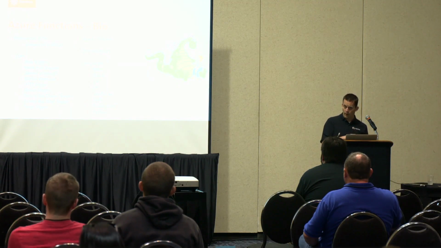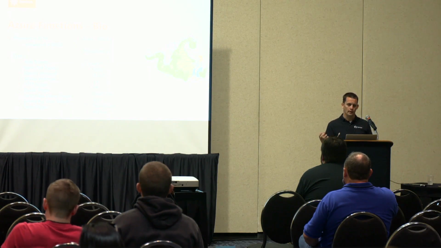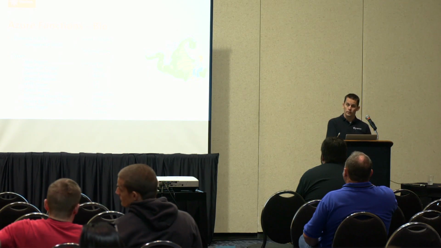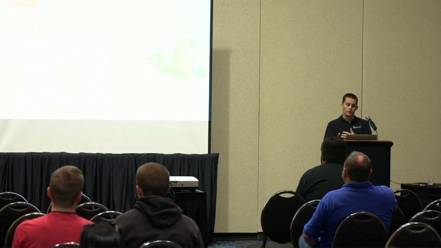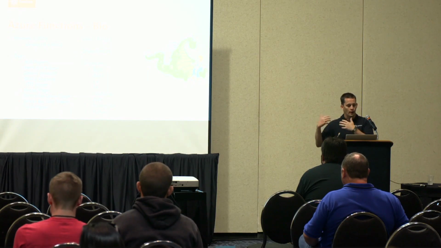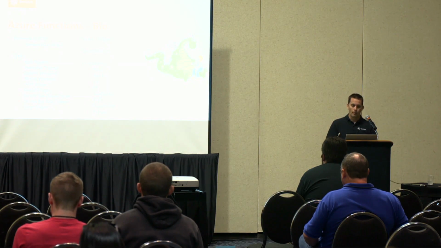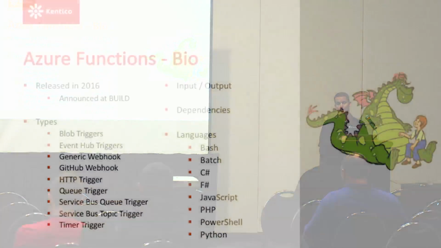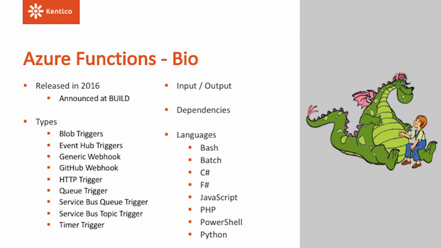You can have input parameters and output parameters. You can inject in your own dependencies. So it's kind of like the .NET Core thing. If you want something, you bring in a dependency for it, and then you have that functionality available to you. But the coolest thing is it supports a ton of different languages. Bash, Batch, C#, F#, JavaScript, Python, PHP, and PowerShell. I read them all off of almost memory. I had to look up the last one.